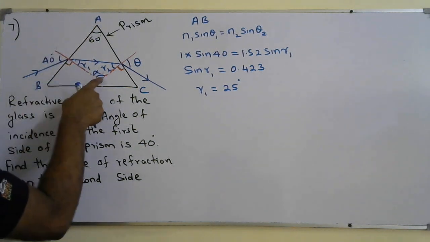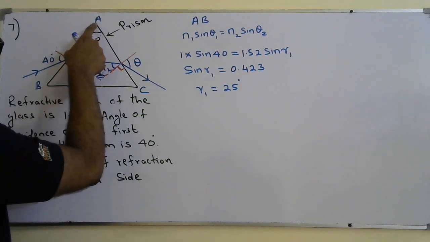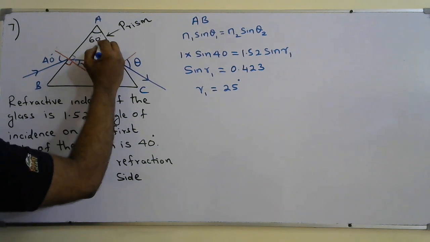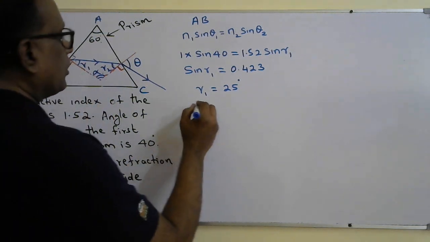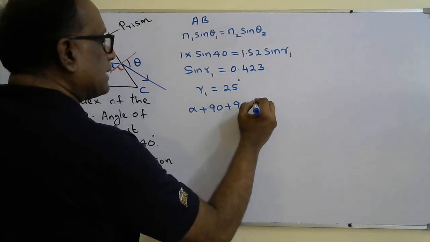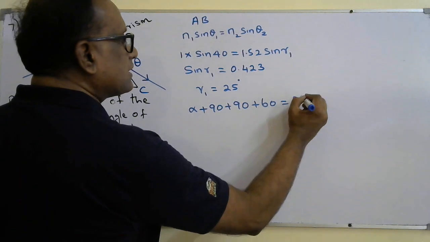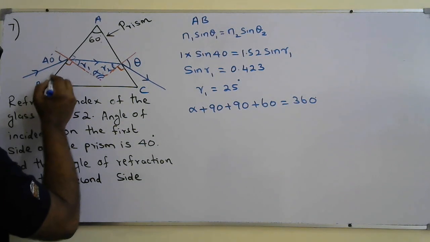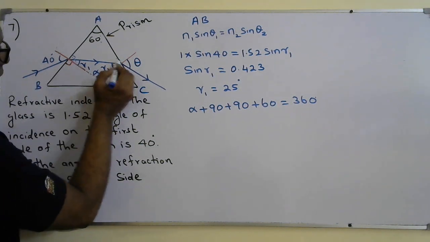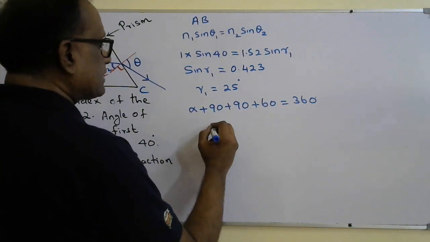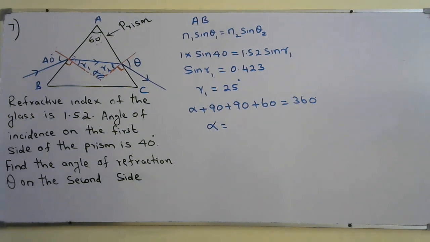In this quadrilateral shape, the total addition of the angles inside is 360 degrees. This is 90 degrees, this is 90 degrees, and this is 60 degrees. So alpha plus 90 plus 90 plus 60 equals 360. This is 90 because it is normal to this side, and this is also normal to this side. We'll find alpha, so alpha will be equal to 120 degrees.